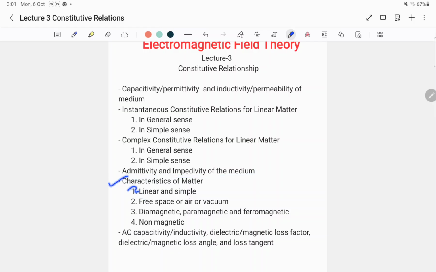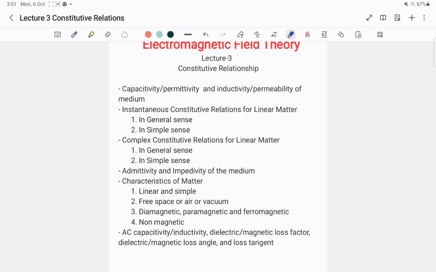After that we will see characteristics of matter, linear and simple matter, free space, air or vacuum, diamagnetic, paramagnetic and ferromagnetic material, and finally non-magnetic material. And at the last we will see AC capacitivity or inductivity, dielectric or magnetic loss factor, dielectric or magnetic loss angle, and loss tangent.